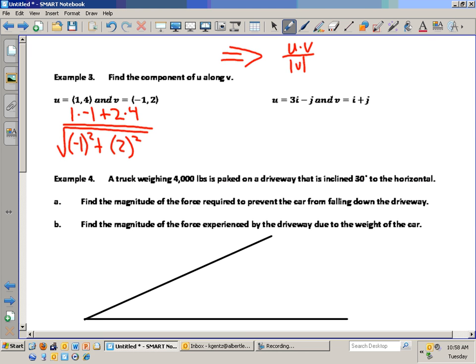So we're going to figure this out. We have 1 times negative 1 is negative 1. 2 times 4 is 8. Add them together, we get 7. Divided by, on the bottom, we have the square root of 5. This is our final answer. That is the component of u along v. However, we do not want to leave it in that form because we need to rationalize the denominator, so we multiply the top and bottom by the square root of 5 to get 7 square roots of 5 over 5.